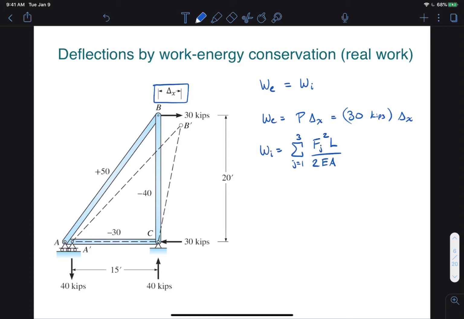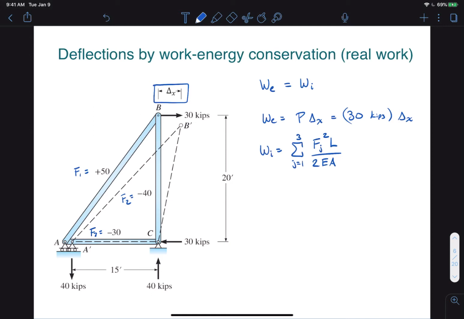Okay, so for example, F sub 1 would be the plus 50. F sub 2 would be the negative 40. F sub 3 would be the negative 30. But notice that bars in compression still add to the overall sum because that F is squared.